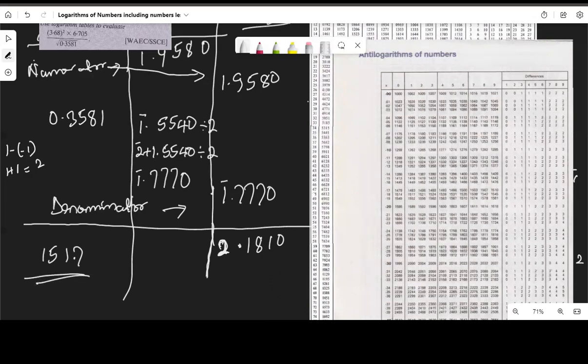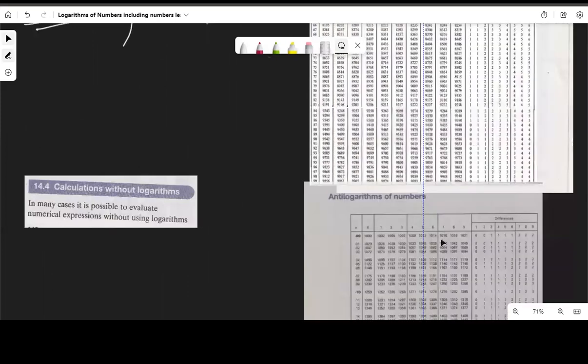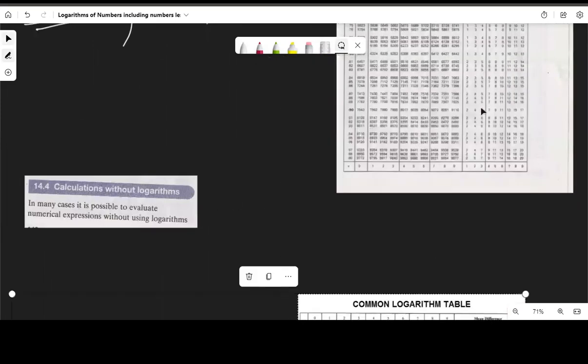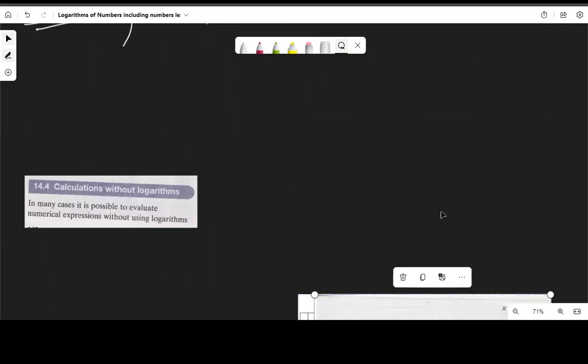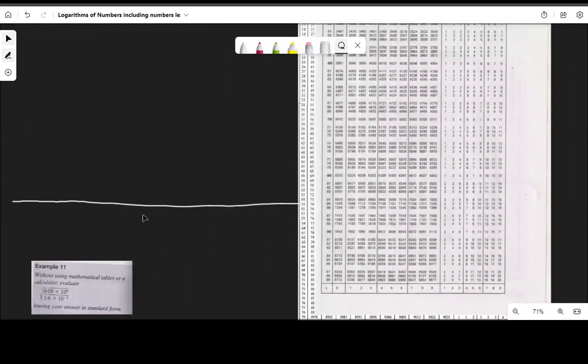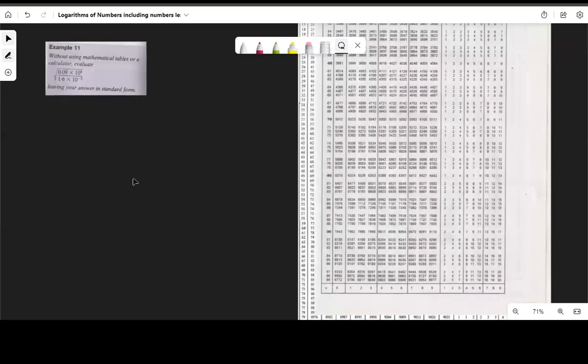151.7. On calculations without logarithm, let's still move this. I still have some other question down there that need logarithm too. So even though this one says calculating without logarithm. So what kind of questions do we attempt without logarithm table? We have an example here.